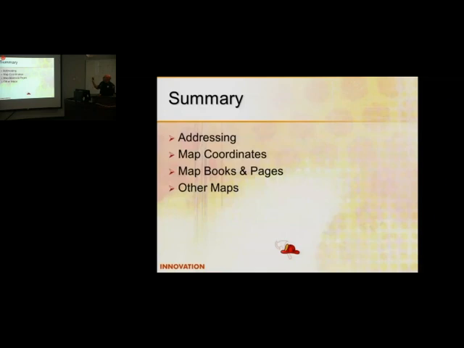All right, so we went through all of that stuff, addressing, map coordinates, books, pages, and some of the other maps. Before we get into the scenarios, one of the things I gave you is that piece of paper. On that piece of paper, that came from Jim Montag, our GIS guy. It basically explains where our maps come from, how they are built, when they're updated, how often they're updated, why they're updated.